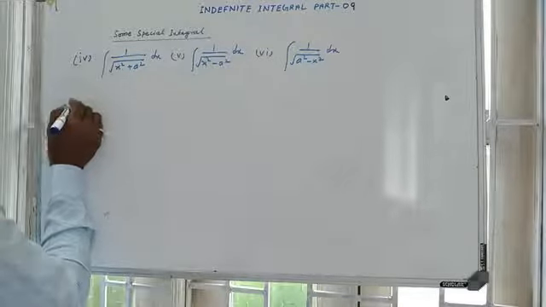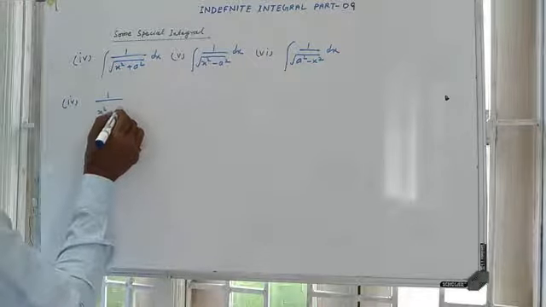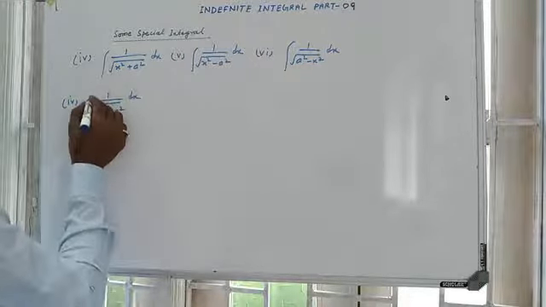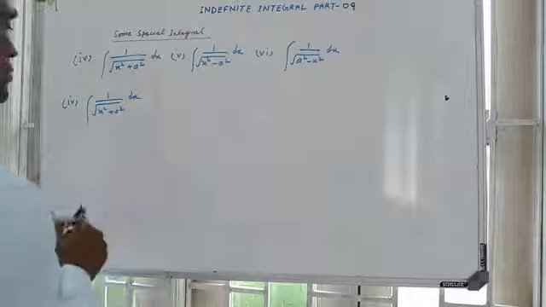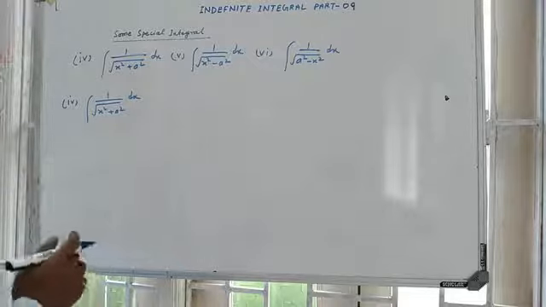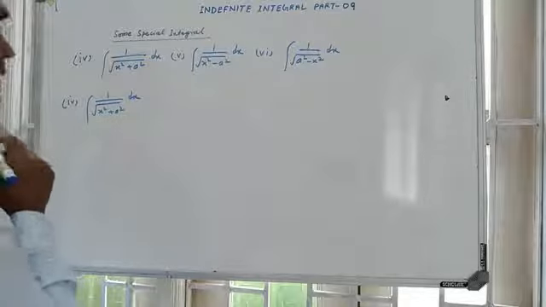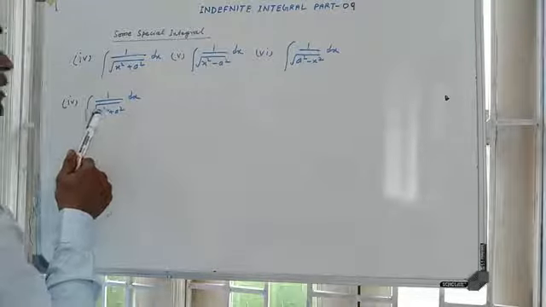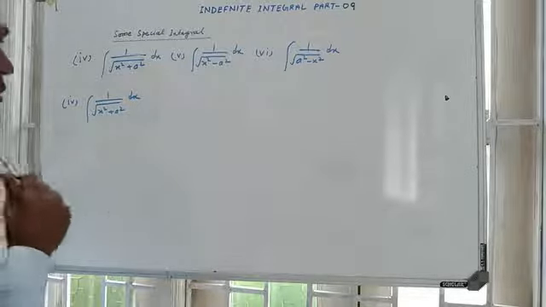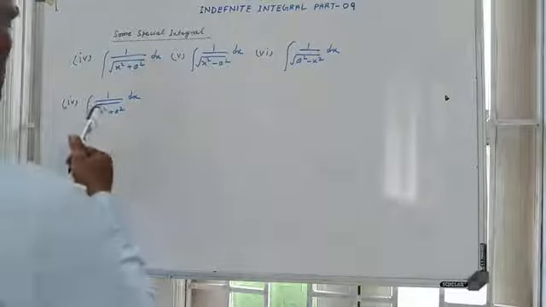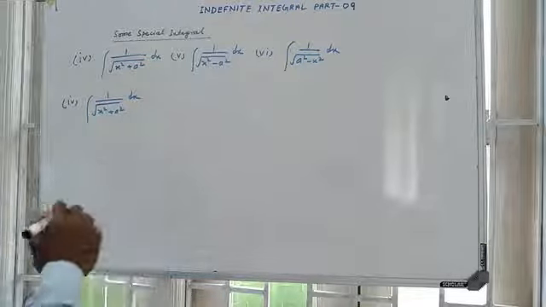So the fourth one is 1 by root of x square plus a square dx. Here we will substitute so that the square root will be removed and we can get its integral. So if you substitute x equals a tan theta, then a square tan square theta plus a square, a square will come common, then 1 plus tan square theta is sec square theta, and the square root of sec square theta is sec theta. After that the question will be very simple.